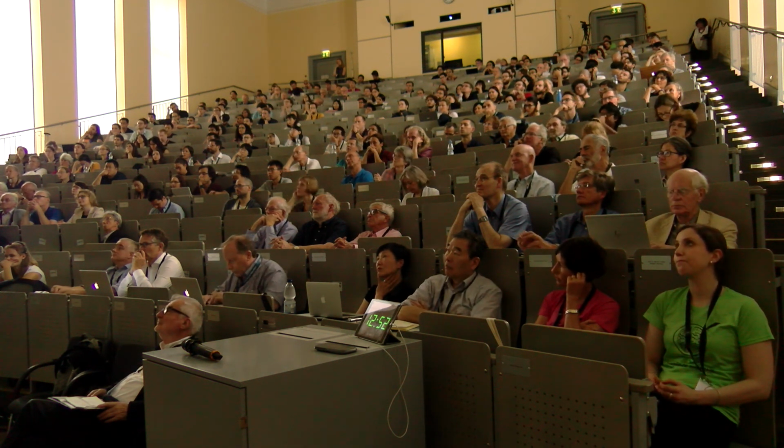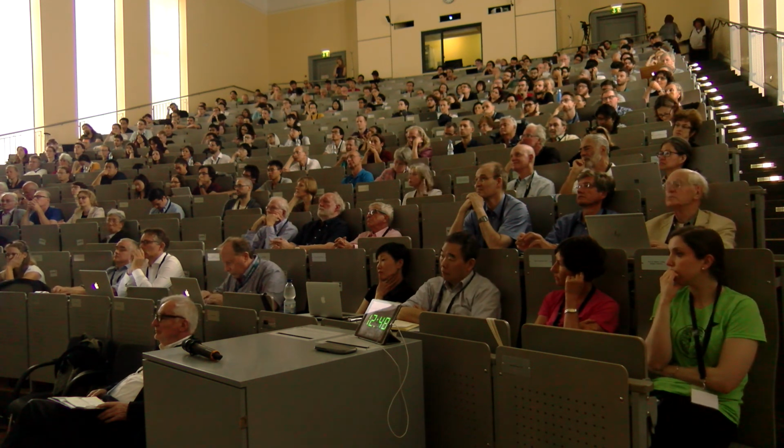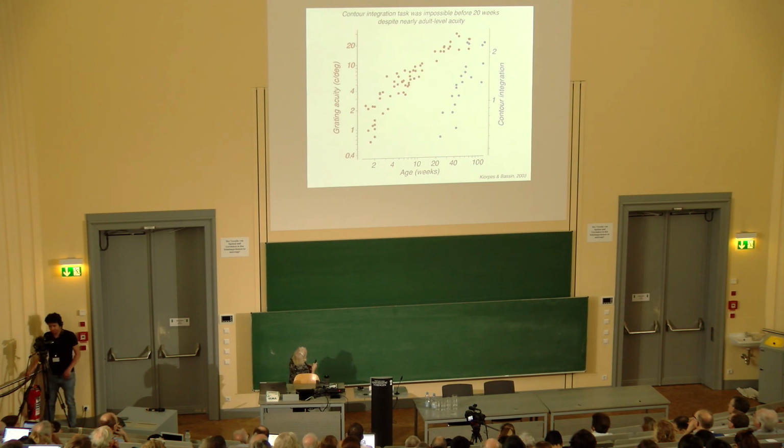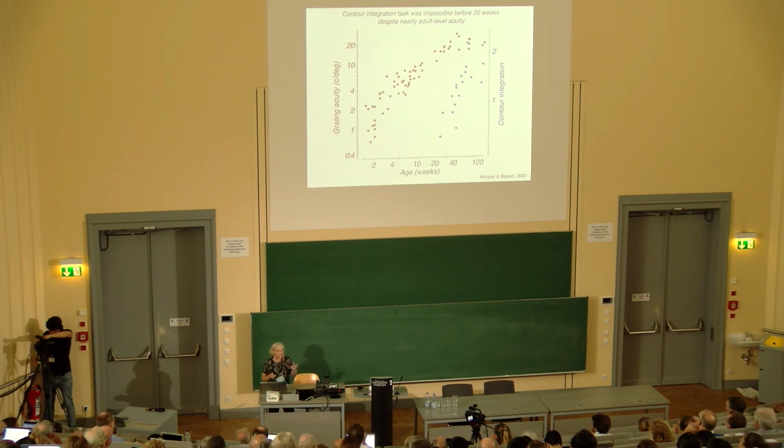And the important thing to notice is that in order to be able to resolve the elements in the contour integration display, you need to be about 3 weeks old. So 3 to 4 week olds could detect the elements themselves. However, they could not do the contour integration task. They could not do this task until they were at least 15 to 20 weeks old, which tells you that it's not about resolving the elements. It's being able to organize that information into some kind of coherent global percept.